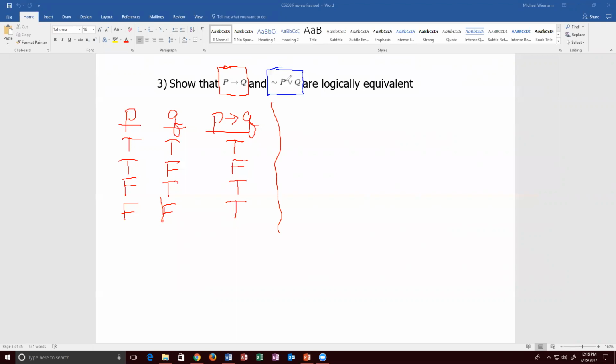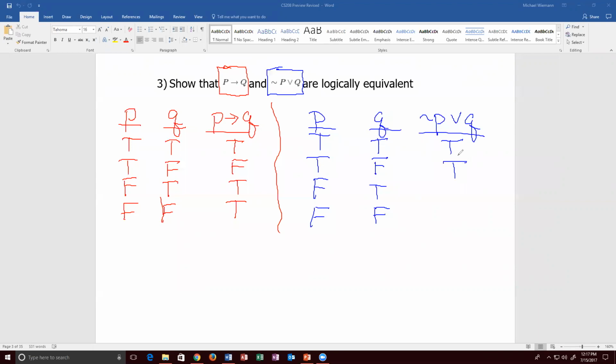So I'm going to set up again two variables, four lines in the truth table. So I got P, Q, and in this case, not P or Q. So again, two lines, true, true, false, false, and now we do true, false, true, false. Negation of P, false, implies true, is a truth. Let's see here. Negation of P is false.